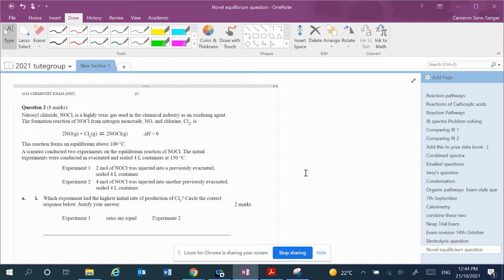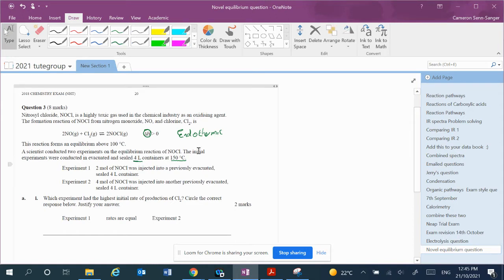One thing we might want to note down here, whether it's important for this question or not, is because delta H is greater than 0, this is an endothermic reaction. Always something good to note down. So we're told that it happens above 100 degrees, and we can see that this is happening at 150 degrees, so the reaction will occur. Something else to note is that the reaction is occurring in a 4-litre container.